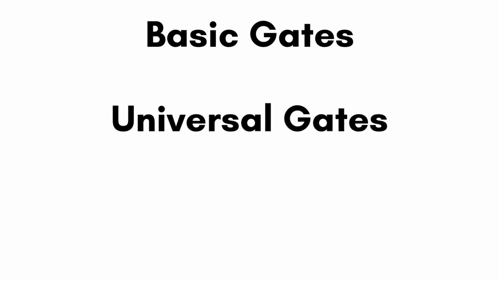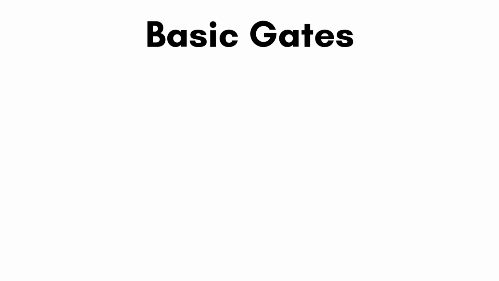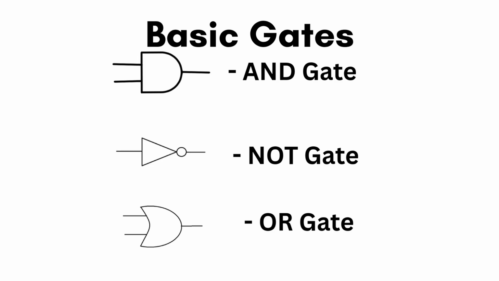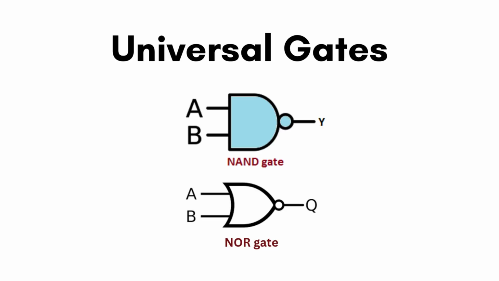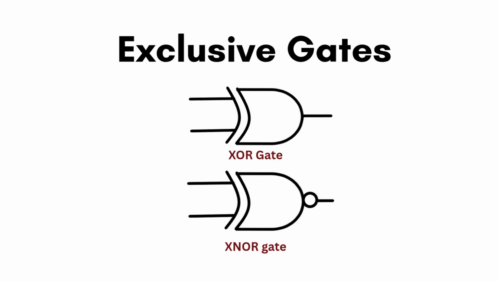Logic gates are further divided into 3 different types, which are basic gates, universal gates, and exclusive gates. Basic gates are the AND, OR, and NOT. These are the gates that build every other logic gate. Then there are universal gates, which are NAND and NOR. You can build any circuit using NAND and NOR. Then there are exclusive gates. They only fire when inputs are different or the same.